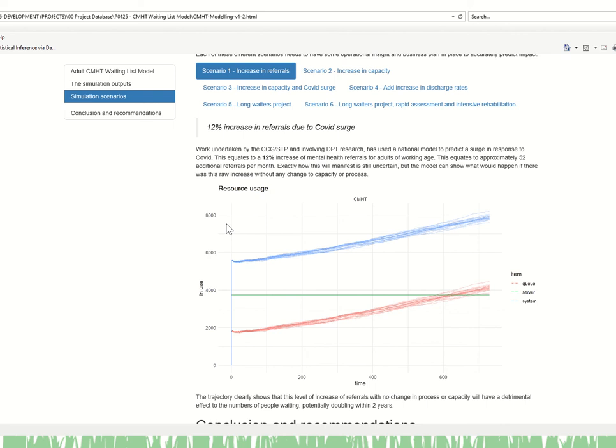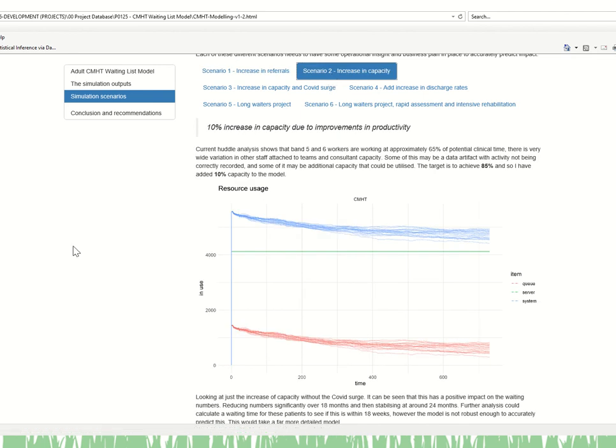So one of the things that we're quite interested in, we were expecting an increase in referrals due to sort of COVID surge. So actually, what would happen to our system if we saw a 12% increase in our referrals? Which again, I think it quite clearly shows that our waiting list would massively increase, which is obviously understandable. What would happen if we had an increase in capacity?